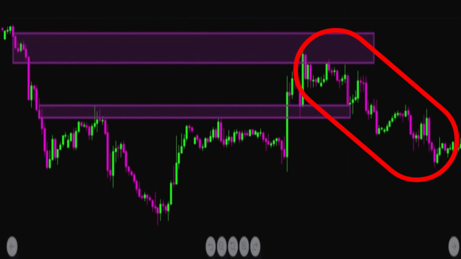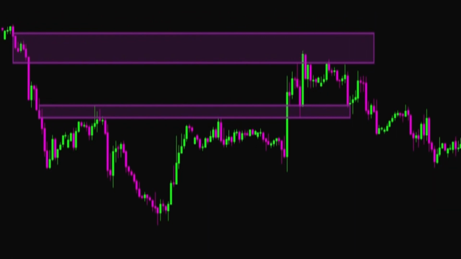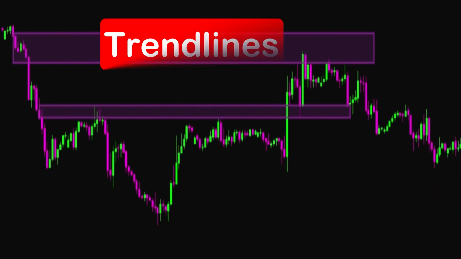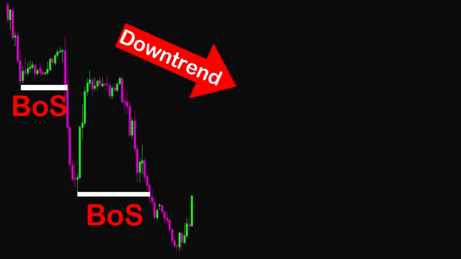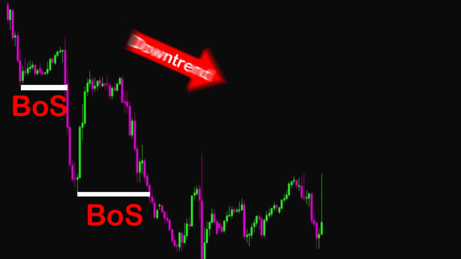And then the market made this big drop. Now let us move to the second type, which is trend line. Let us learn about this type through an example. So, as you can see here, the market is doing the break of structure to the downside, which indicates that the market is in a downtrend.